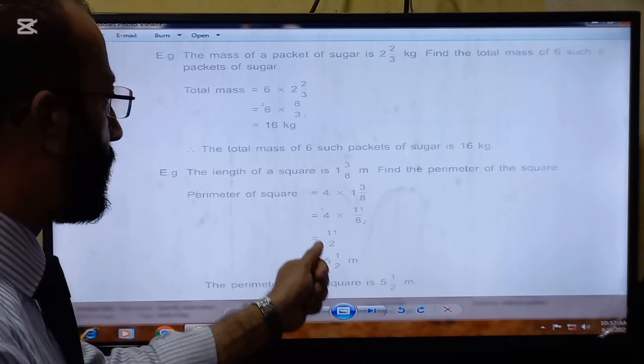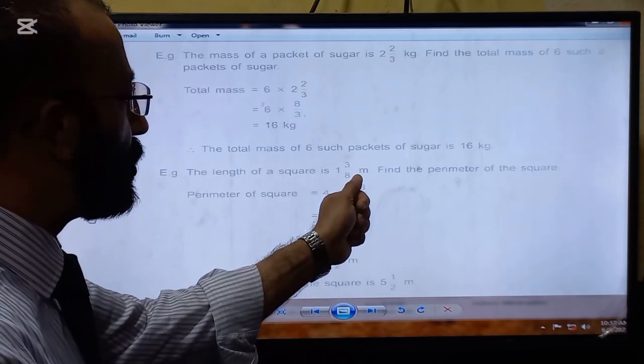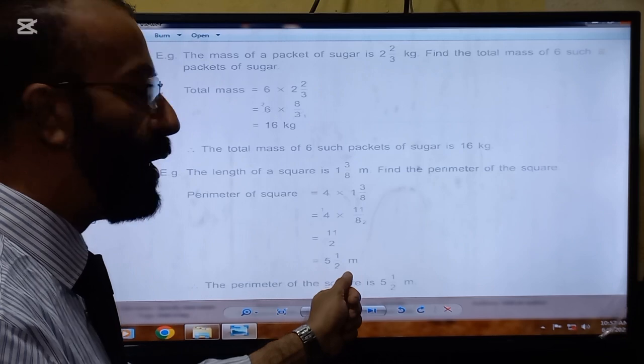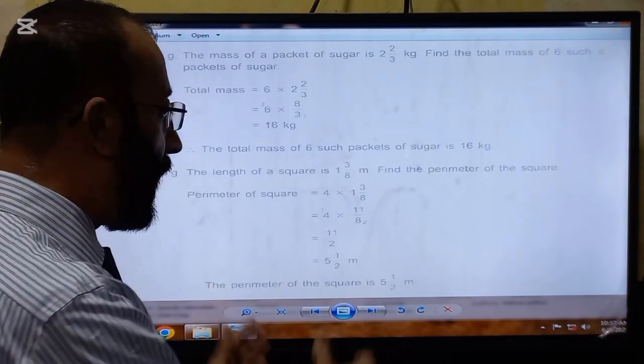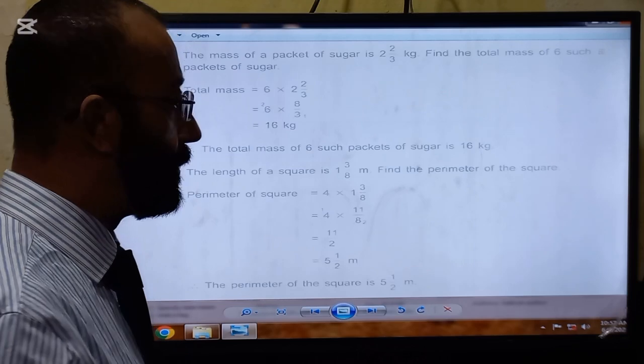So this is the answer, and the unit used in the question is meter. So meter will be placed with it. This is another technique. So this is the answer of this question.